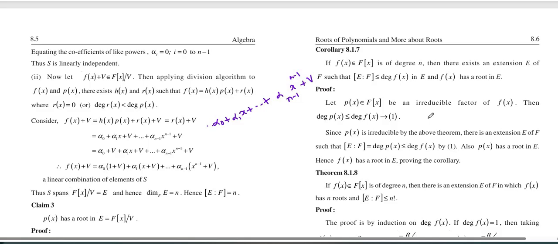Since p of x is irreducible, by the above theorem there is an extension E of F such that the degree of E over F is n, which was taken as the degree of p of x. This is an irreducible factor, whose degree must be less than or equal to the degree of f of x. And in the previous theorem we have proved that p of x has a root in E. Hence f of x has a root in E. So that concludes both the theorem and the corollary attached to it. Thank you. And in the next video we will have this theorem.